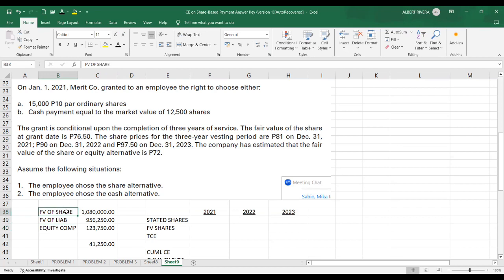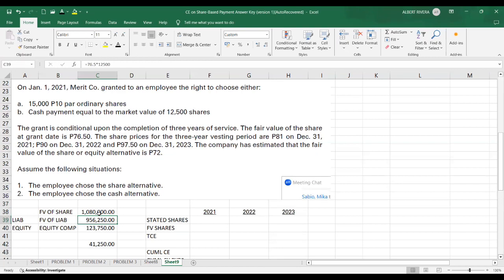Meaning, this compound financial instrument has the so-called liability component. Ito yung liability component niya. And this is now the equity component. Okay? Laging ganyan ang sequence. Laging mauna ang liability, ha? Okay. So here, this is your liability. This is supposed to be your phantom shares, no? Phantom shares times the intrinsic value.